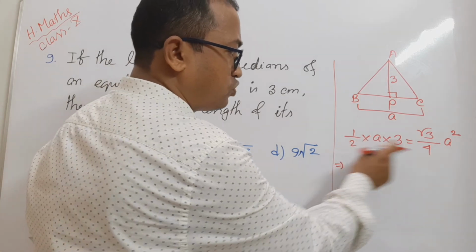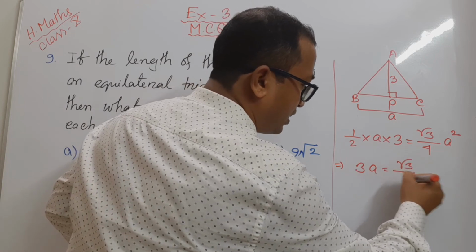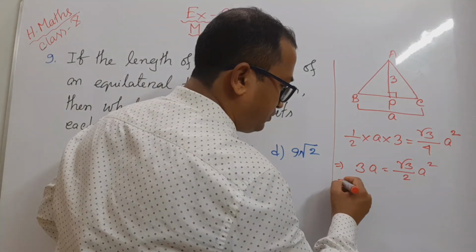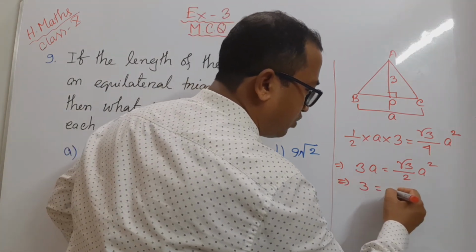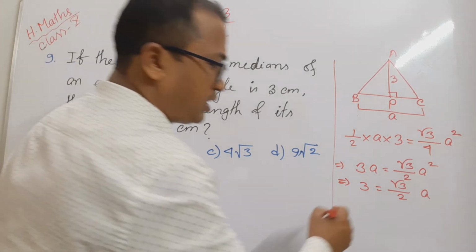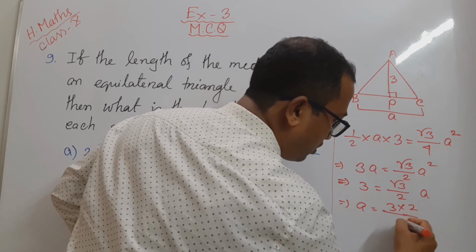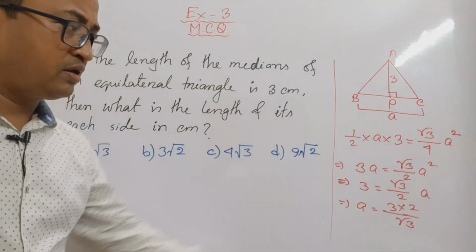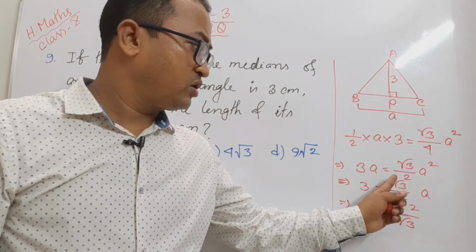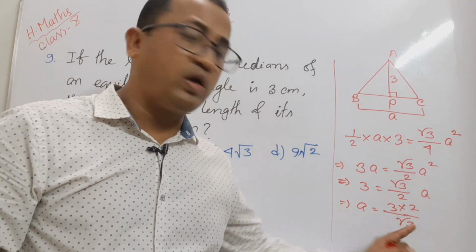So we can cancel 2, that will be 3a equal to root over 3 by 2 a square. Now cancel a, so it will be 3 equal to root over 3 by 2 a. So what is the value of a over there? The value of a will be 3 into 2 by root over 3. Here this 3 and 2 will be multiplied and this root 3 will be divided, because root over 3 by 2 will go to the opposite side. So a equal to 3 into 2 by root over 3.